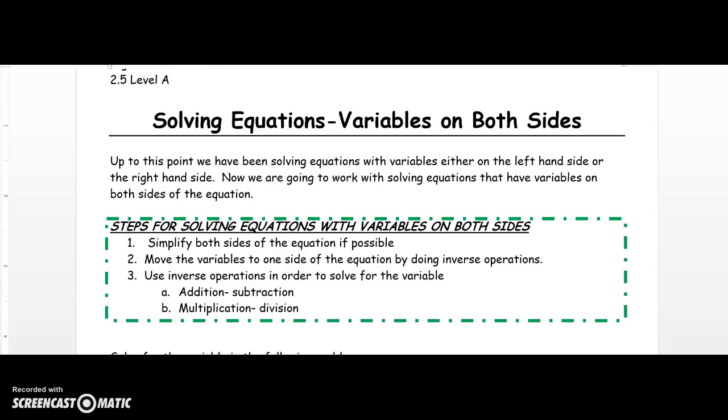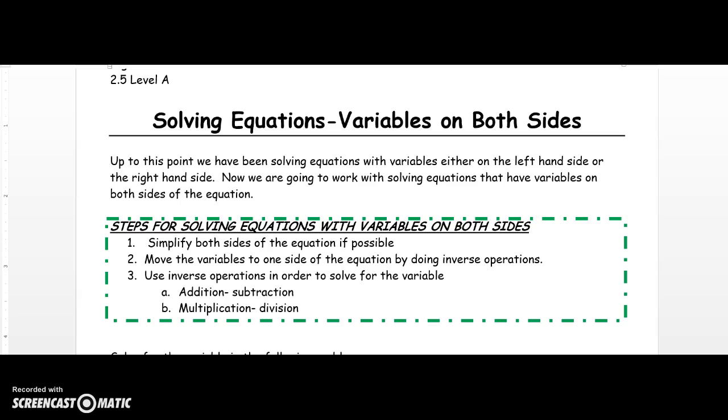This is solving equations with variables on both sides. So up to this point we have been solving equations with variables either on the left-hand side or the right-hand side. Now we are going to work with solving equations that have variables on both sides of the equation. So, steps for solving equations with variables on both sides.